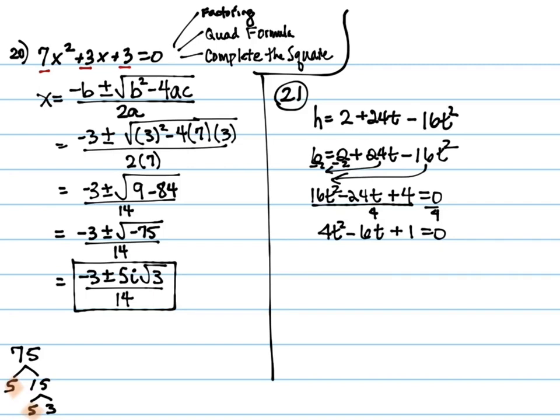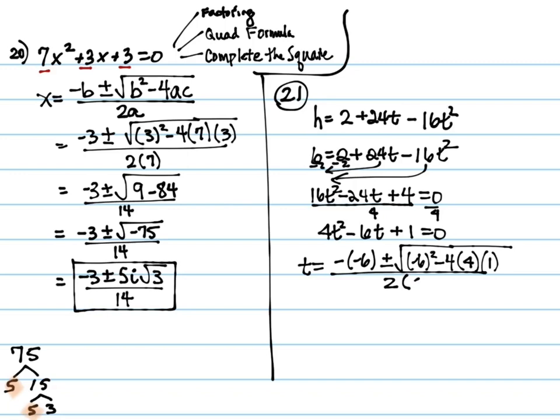It could factor, but it doesn't. We could do the completing the square, but that's usually more work. Quadratic formula is the nicest way to do this problem. So t equals negative b, so I have opposite of negative 6, so it's a positive 6, plus or minus the square root of b squared, so it's negative 6 squared, minus 4 times a, which is 4, and c, which is 1, all over 2 times a, which is 4.